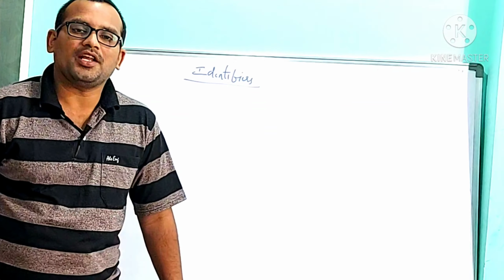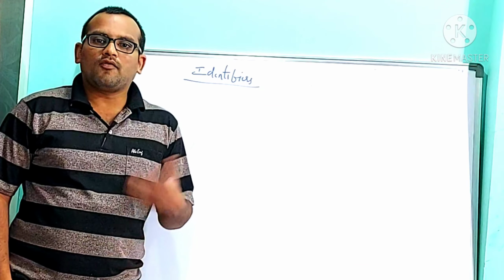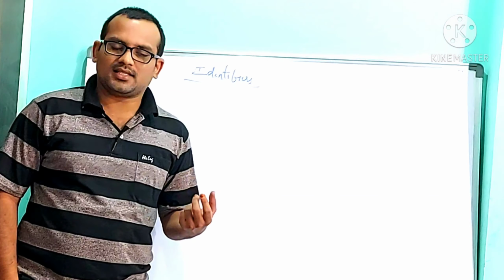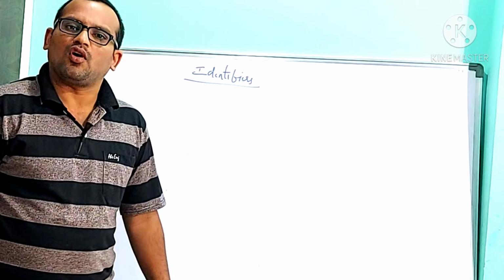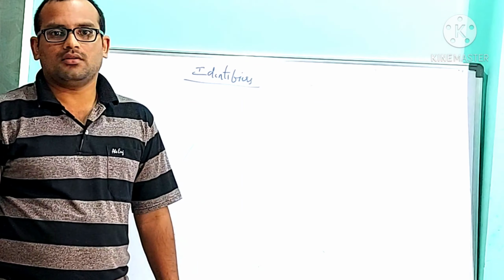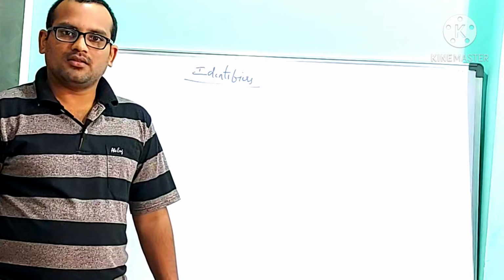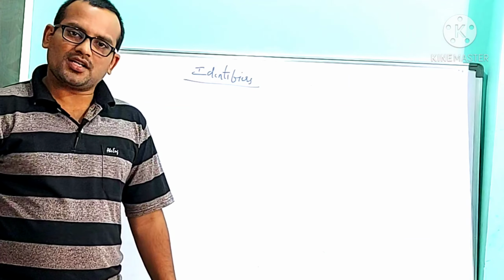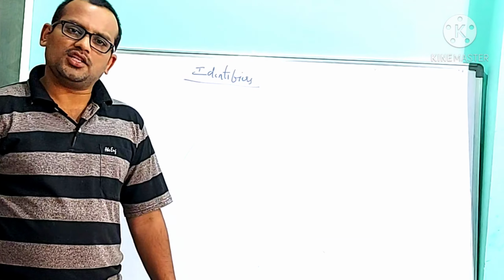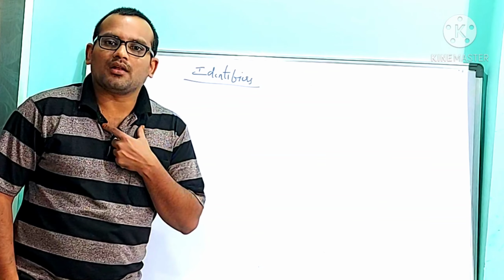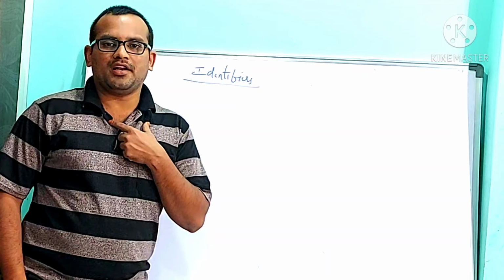Identifiers are the names of what? Identifiers are the names of a variable, an array, a string, a structure, a pointer, anything. Simply we can say any name given by the user is called an identifier.